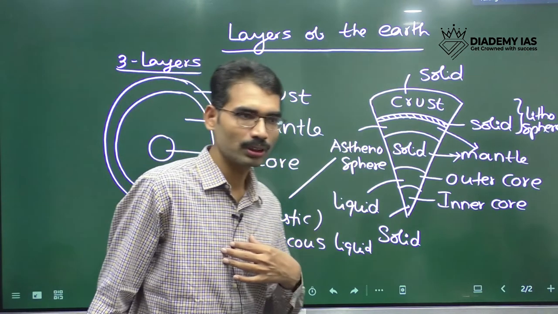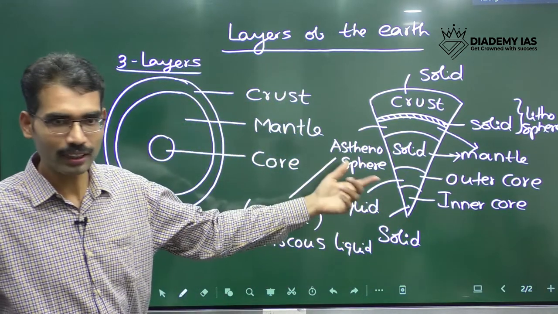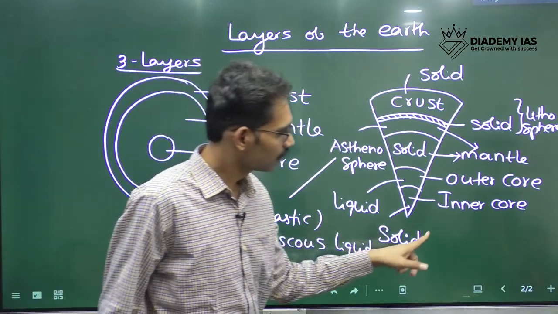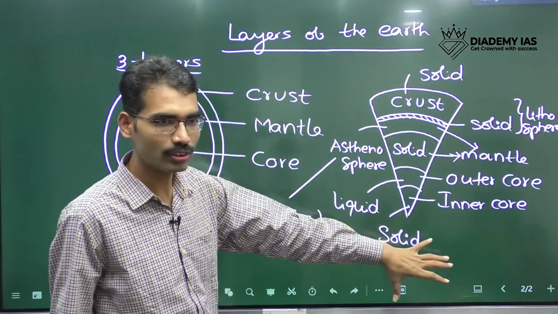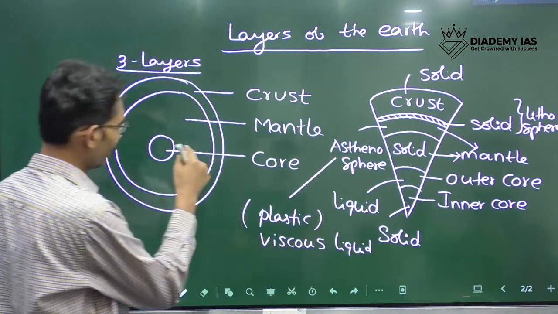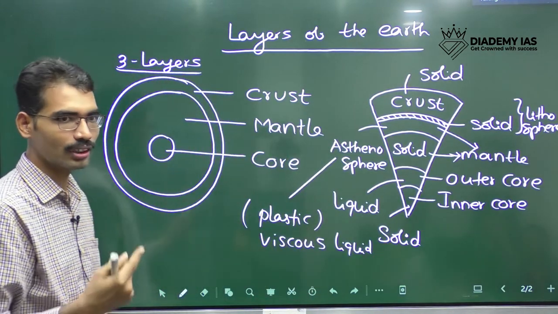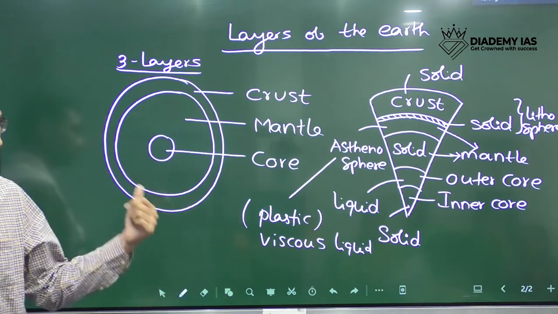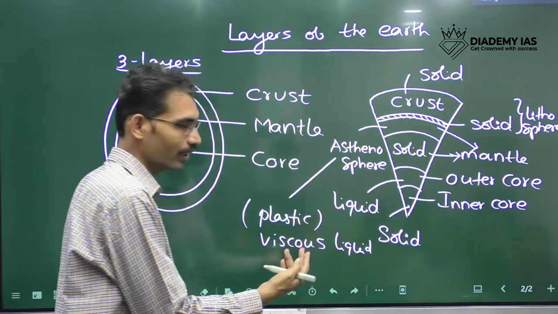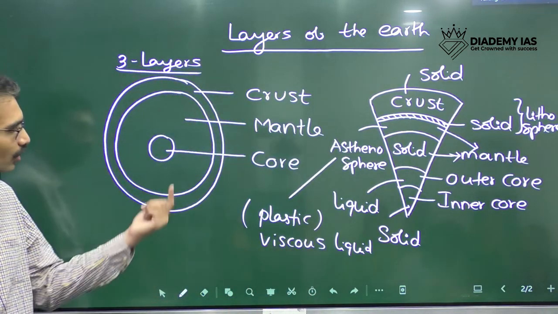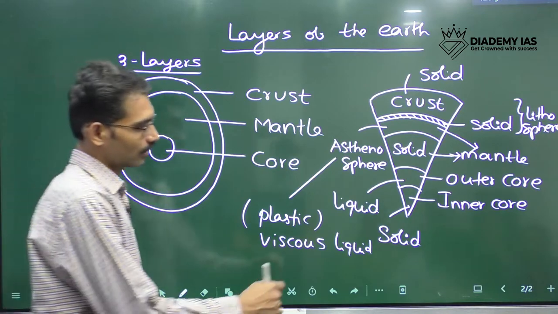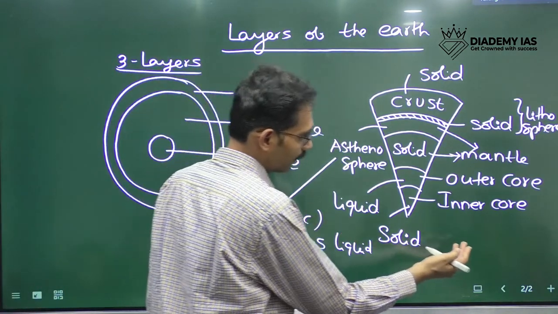I will give you some important points also. First you try to understand. So innermost is solid, next becomes liquid. Now here within core we have two layers, inner core and outer core. One is solid, another one is liquid. Now next question comes, why is one solid and why is another liquid, even though the composition of core is same? Online students, is that clear up to this?